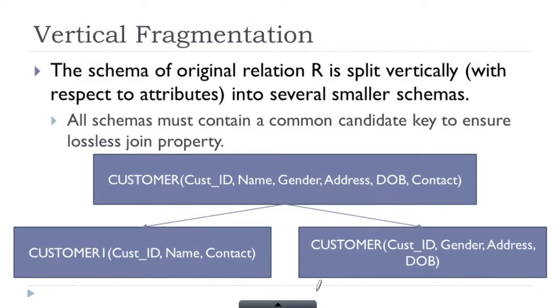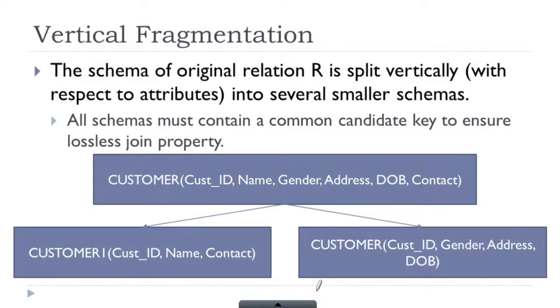It is just like the process of decomposition during normalization, where you must have studied decomposing a relation into two or more relations. So the schema of the original relation R, that is the structure of relation R, is split vertically with respect to attributes into several smaller schemas. One property is that all schemas must contain a common candidate key to ensure the lossless join property.